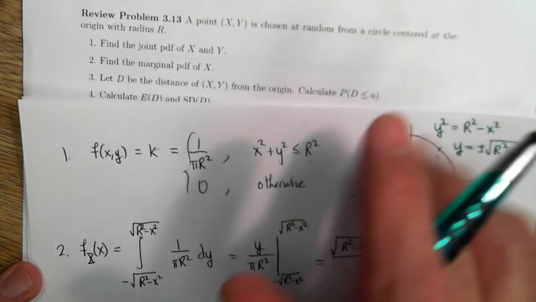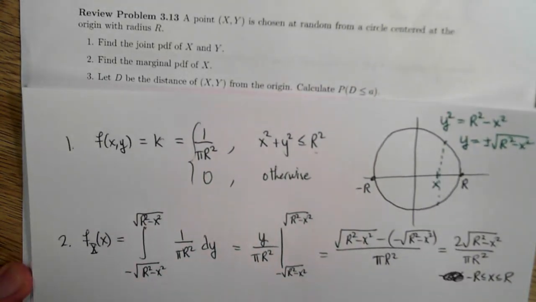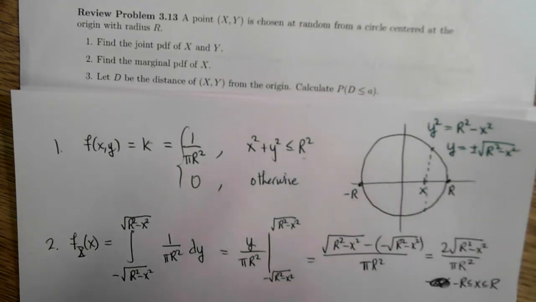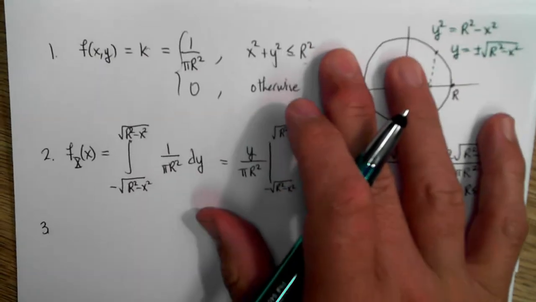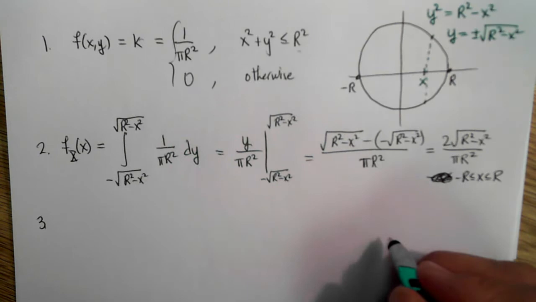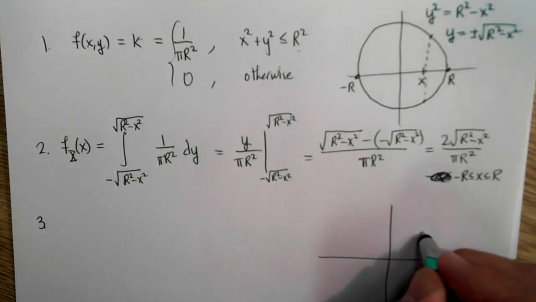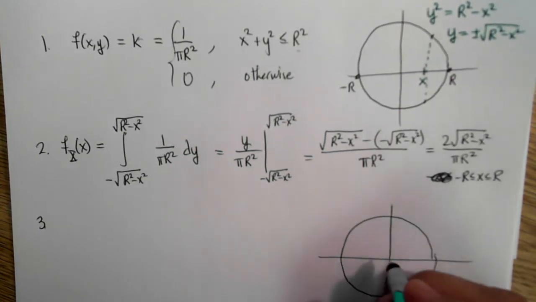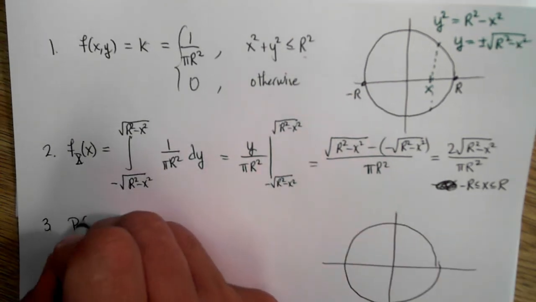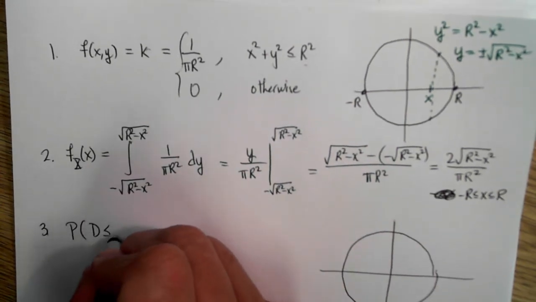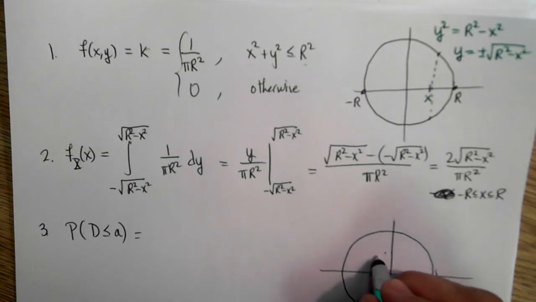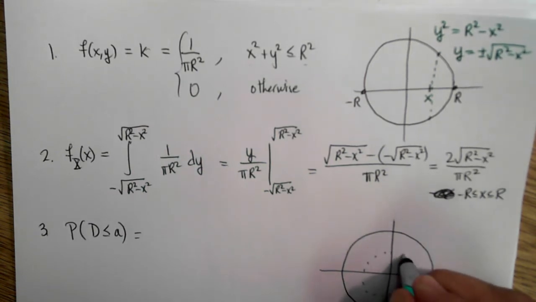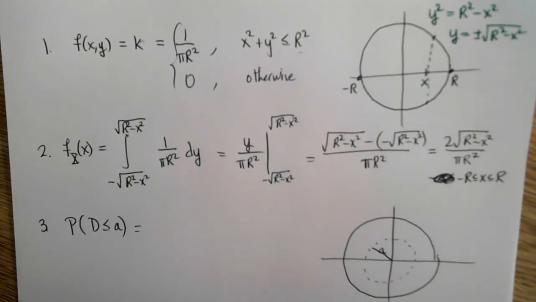Number 3, let d be the distance of the point from the origin. Find the probability that d is less than or equal to a. This one is actually surprisingly easy if I just draw the picture. So let's draw the circle again. I want the distance from the origin to be less than or equal to a. That means that I fall somewhere inside of a circle that has radius a.